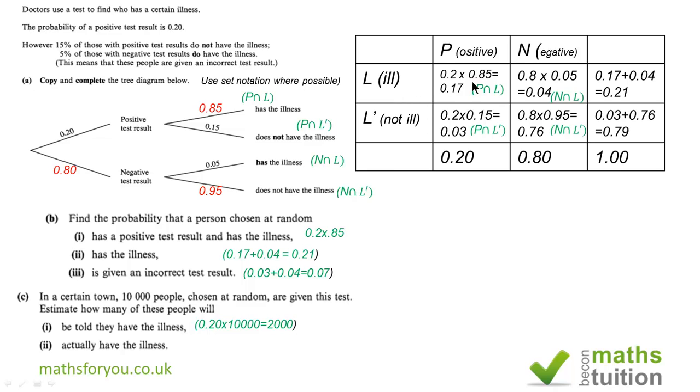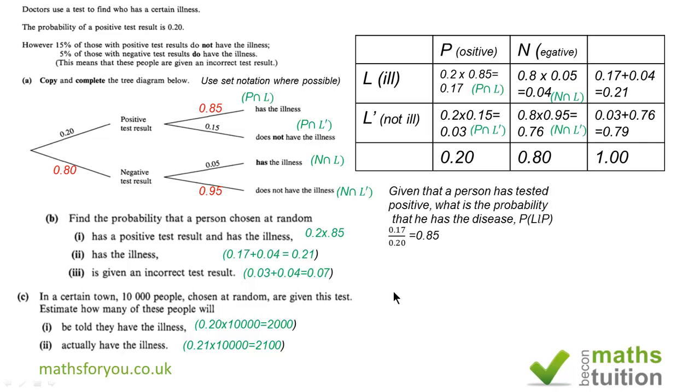On the other hand, for the actual illness, it should be the L sample space, and that's 0.21 because 0.17 plus 0.04 is 0.21. So if we want to estimate the number that get the illness out of the 10,000, we multiply 0.21 times 10,000, and the answer is 2,100.